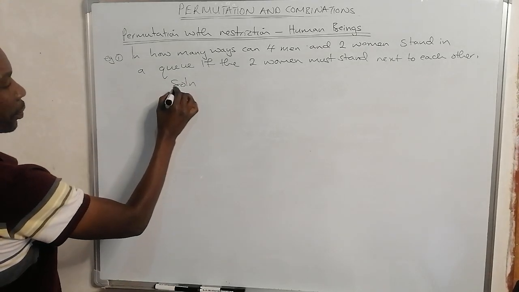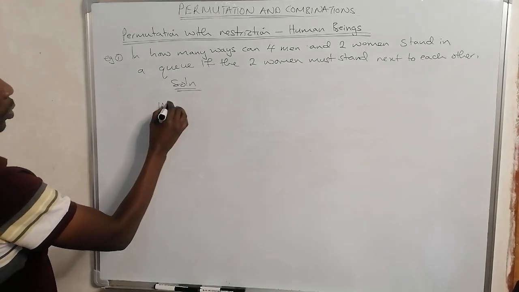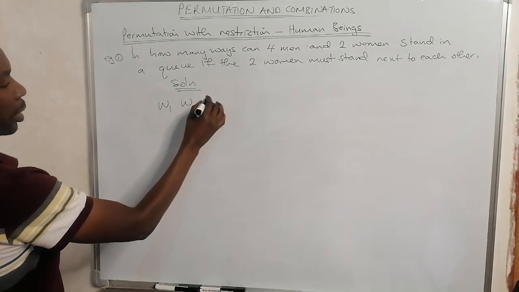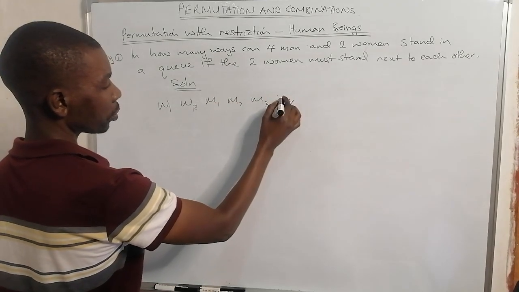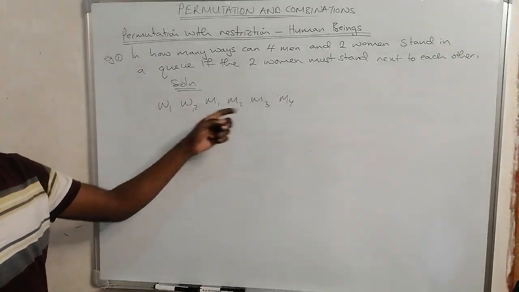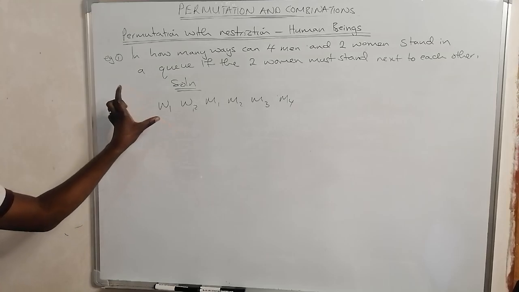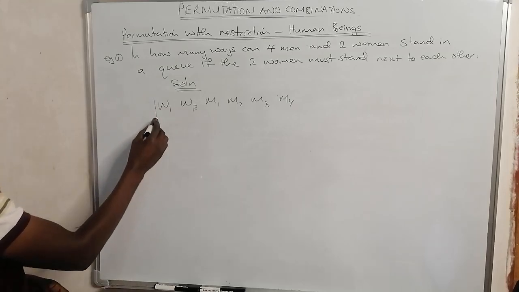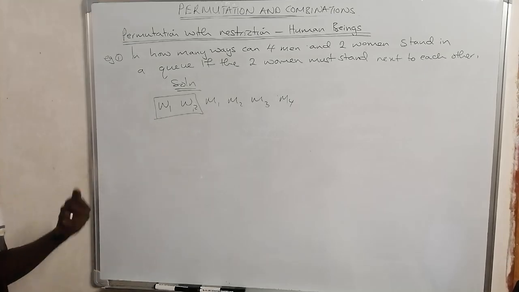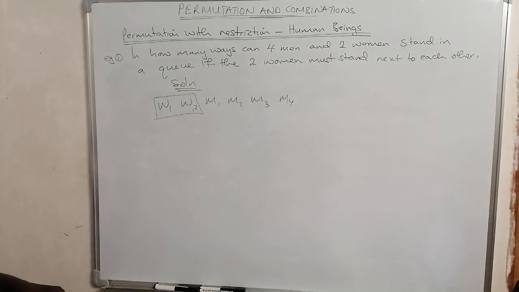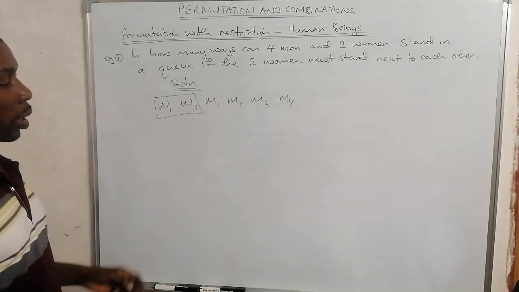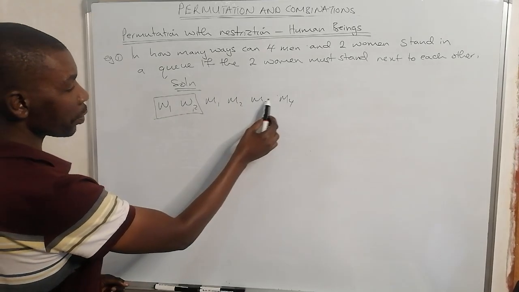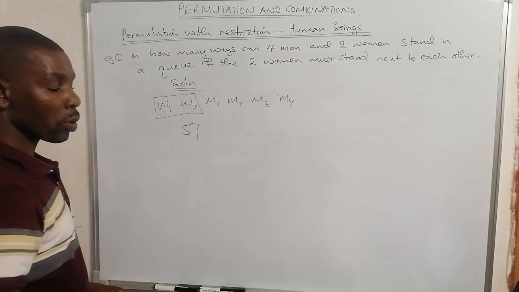So our solution, we are going to have women 1 and women 2, and men 1, men 2, men 3, men 4. Remember, these are all different people, but these women must stand next to each other. So we consider them as one thing. How many terms do we have now? We have 1, 2, 3, 4, 5. That will be 5 factorial.